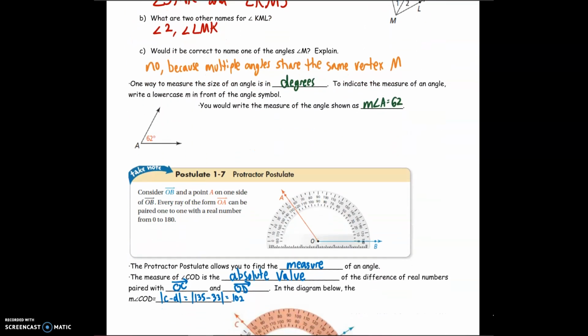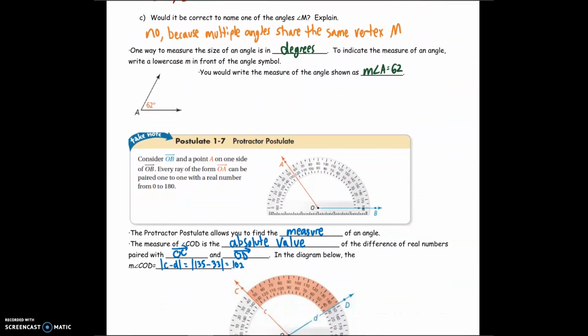So again, pause if you need a little bit more of this vocab down, but just see if we can read some of this off. This is basically how we're going to measure an angle, and that's going to be in what we call degrees. I'm sure we've heard of degrees of an angle before. Just a little bit of notation for indicating measure is we're going to write a little m in front, so it looks a little bit like this. If I'm trying to say the measure of this angle A is 62 degrees.